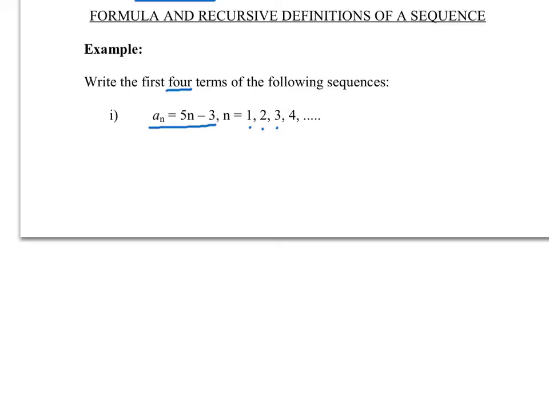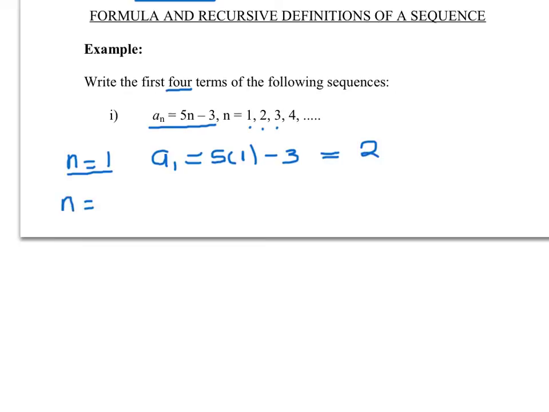Now the first term, using the counter, n is equal to 1. So the first term is called A1. And I get it by substituting wherever n is, I put in 1. So A1 is equal to 5 times 1 minus 3. That's 5 minus 3, which is equal to 2.